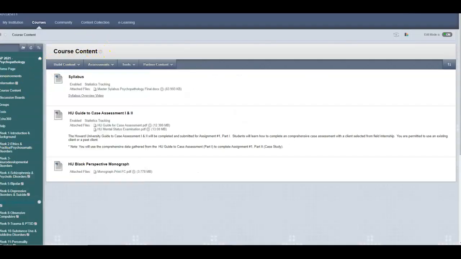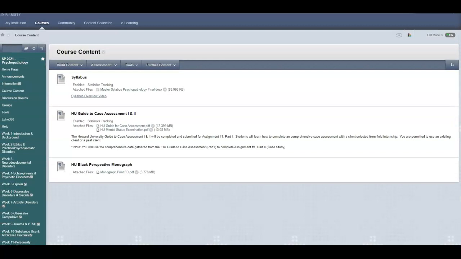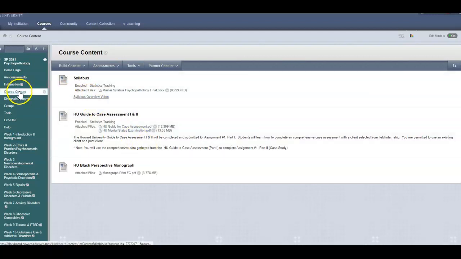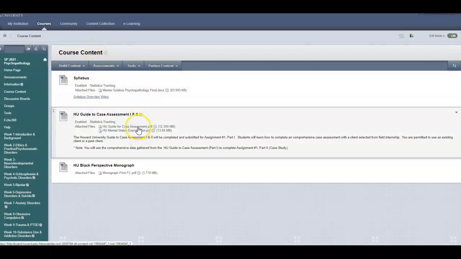The important thing that you need to know with this assignment is that the information for the assignment can be found in the course content tab of Blackboard. Here is my Blackboard page. Yours would look different because I'm the instructor. My view is different. But if you click into the course content section of Blackboard, you will see the syllabus listed and everything that you need for part one of your assignment for your case study.